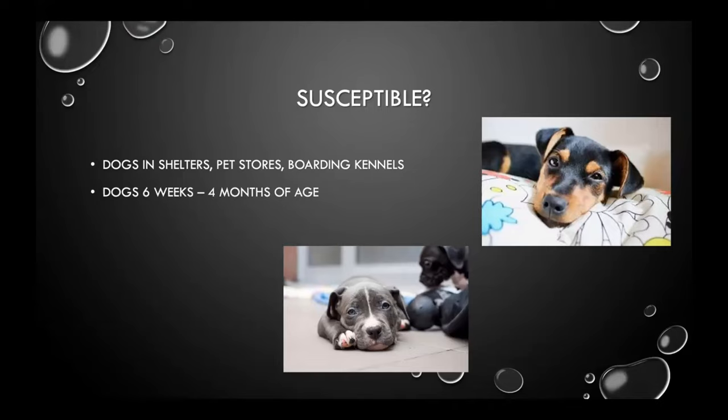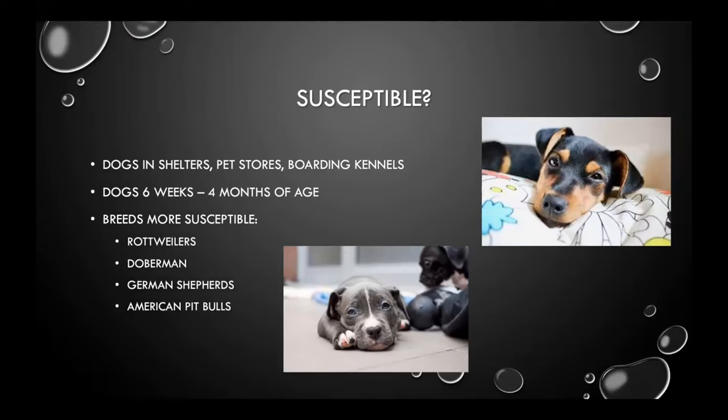Dogs 6 weeks to 4 months of age is the normal age range for it. Older dogs that get infected just kind of linger and they're sick for a long time. Some of the breeds that are more susceptible, it's kind of a joke, we joke that it's the black and tan dogs. So the Rotties, the Dobermans, German Shepherds, and then American Pit Bulls seem to be more susceptible to the virus.